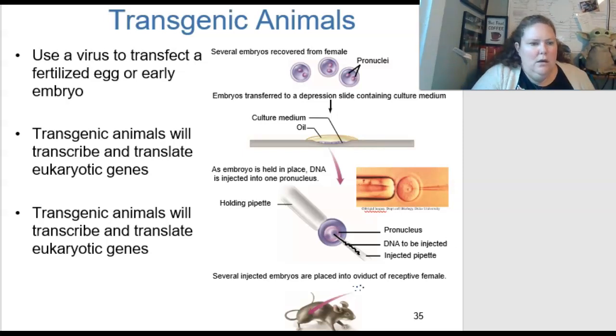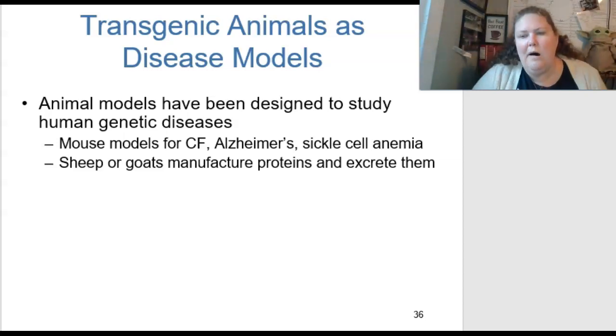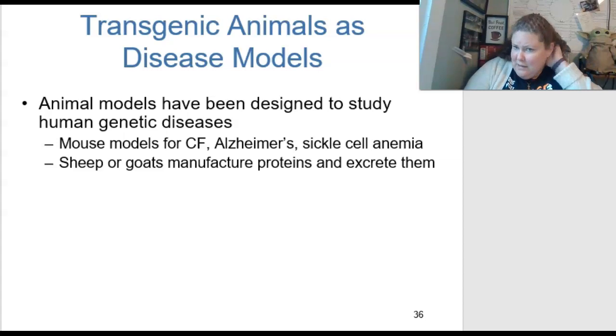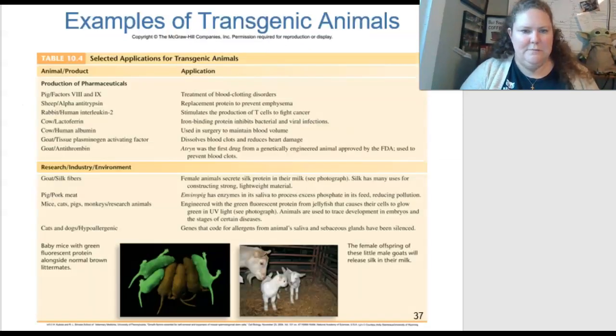All right, so animal models have been designed to study human genetic diseases. You can have mouse models for cystic fibrosis, Alzheimer's, sickle cell anemia. I used to study hydrocephalus on a rodent colony, and these ones spontaneously developed hydrocephalus, so I could use them to study their brain and how I could fix their brain, right? We could also use sheep and goats to manufacture proteins and excrete them so that we can do it at high scale.